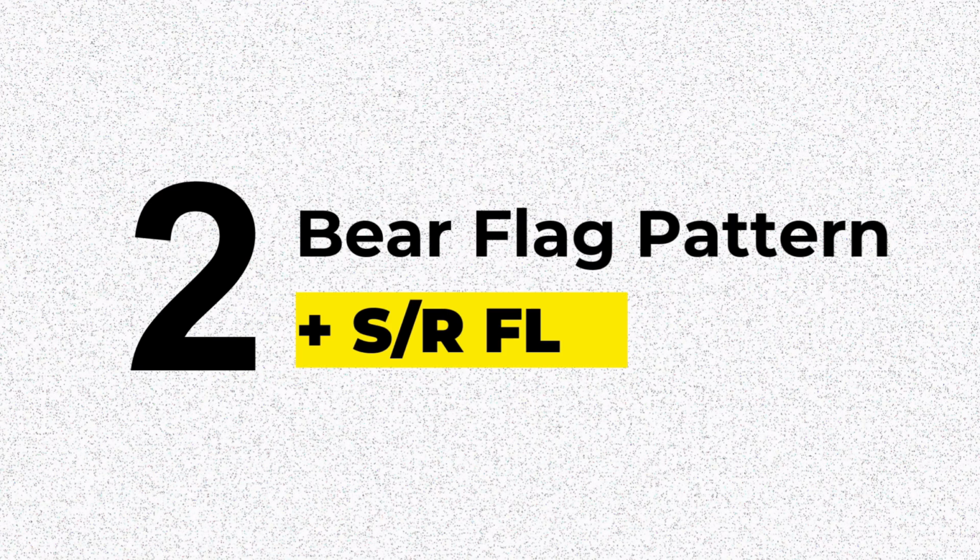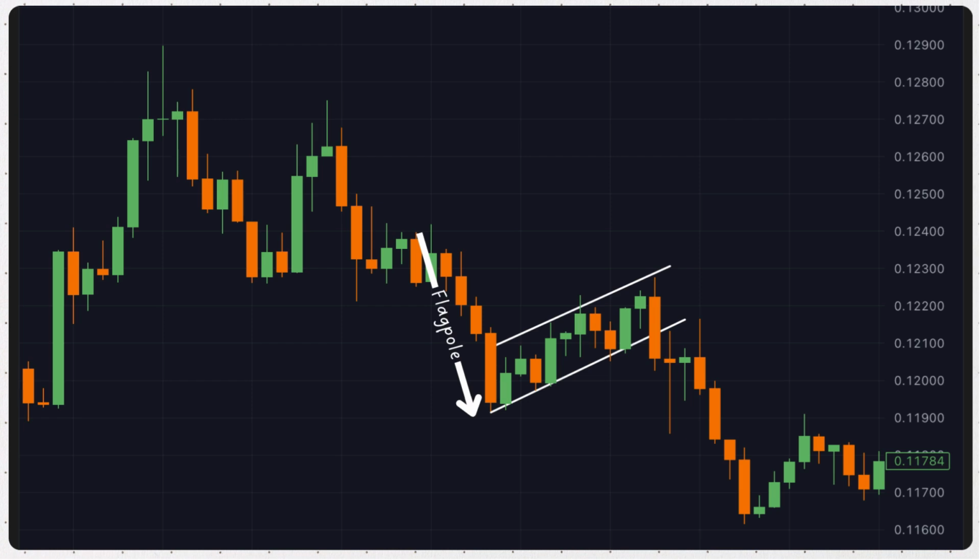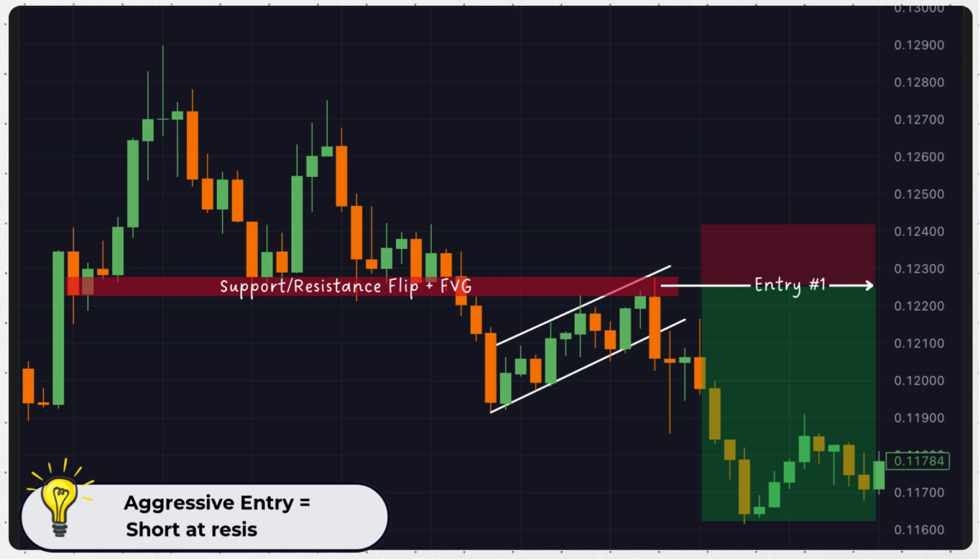Moving on to the second example. Again, we identify the flagpole, a strong, clean sell-off that sets the bearish direction. Price then forms an ascending channel, representing the corrective phase. Inside this channel, buyers attempt to push price higher. However, price gets rejected at a level that aligns with both a bearish fair value gap and a previous support turned resistance zone. That's stacked confluence. When multiple resistance factors align at the same level, the probability of rejection increases significantly. Some traders may enter short directly at that resistance zone, with invalidation above the neckline.